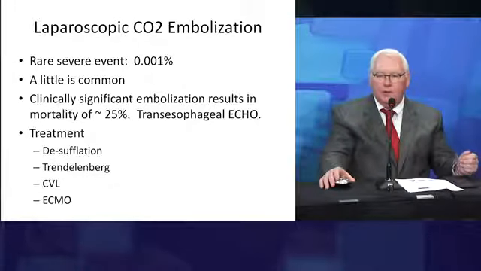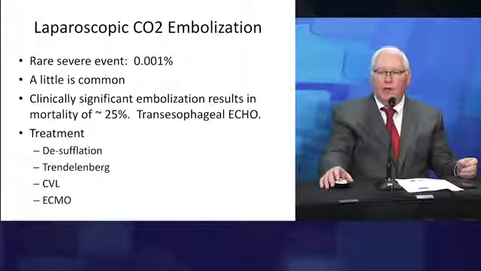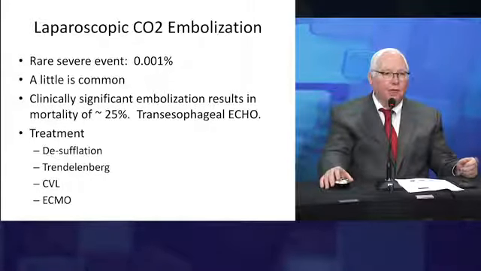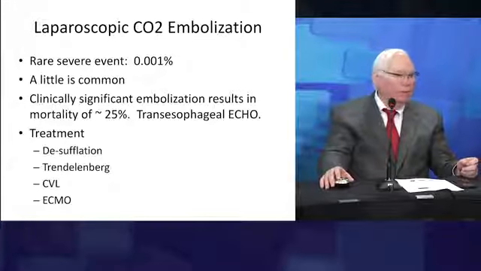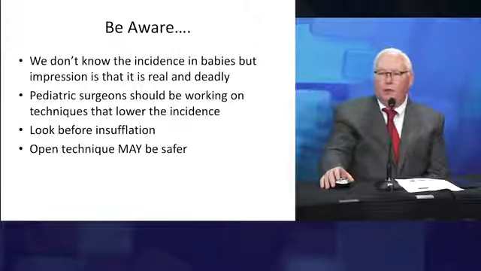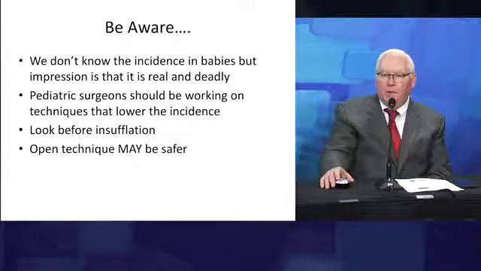Immediate treatment options that people try are to immediately desufflate, put yourself in Trendelenburg, and place a central venous line to suck out the gas. And I know of several cases who have gone on ECMO emergently at the start of the pyloromyotomy. So be aware, we don't really know the incidence in babies, but the impression is that it's real and deadly. Pediatric surgeons should be working on a technique that lowers the incidence, and thus the reason for these discussions.